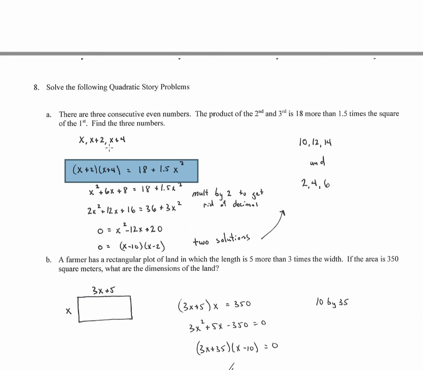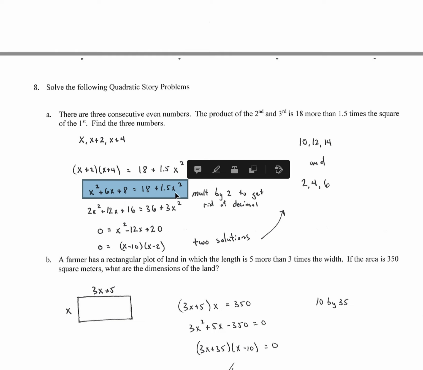At that point, we distribute. You see how here you have a 1.5x squared? I don't like that decimal. I want to get rid of it. So I multiply everything by 2 to get rid of the decimal. And then at this point, I factor like normal, and I solve, and you end up with 2 solutions.